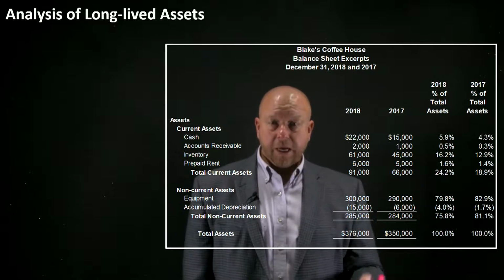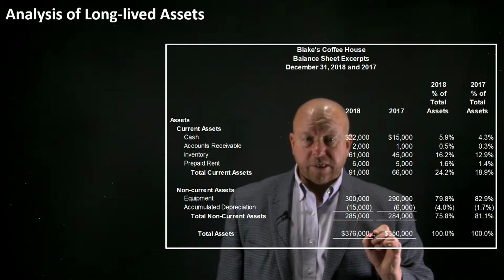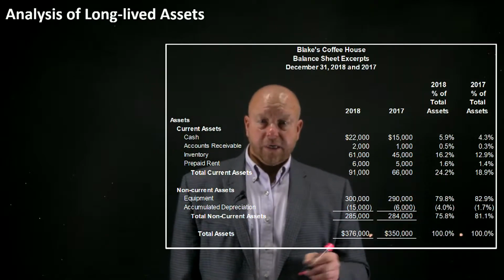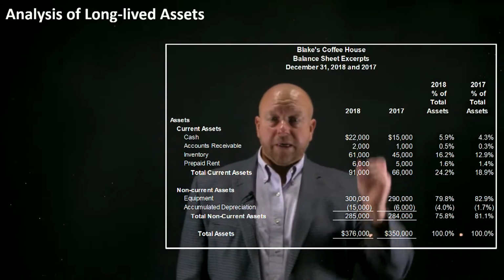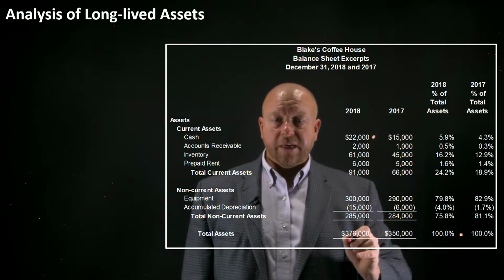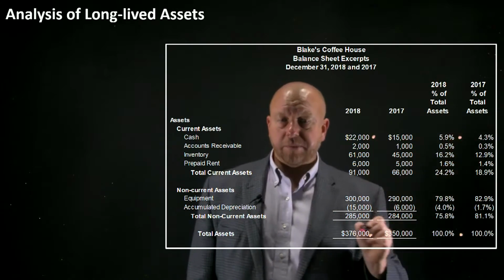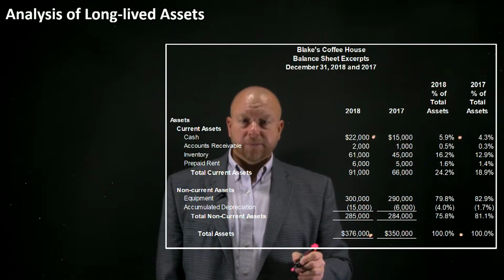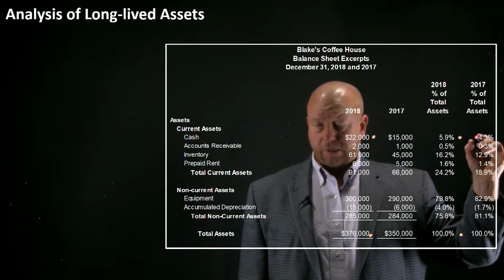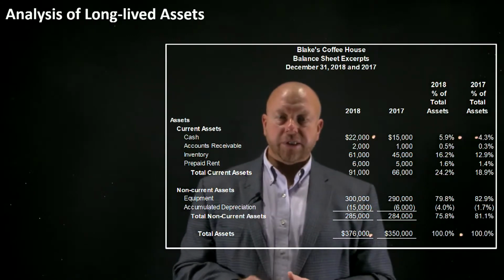Let's take a look at 2018, for example. At the end of 2018, total assets were 376, which means that this is 100% because 376 is 100% of itself. But cash, as an example right here, 22,000 divided by 376,000, that's only 5.9, just about 6% of total assets. And the previous year, cash was a little over 4% of total assets. So this can give us some information about the composition as well.